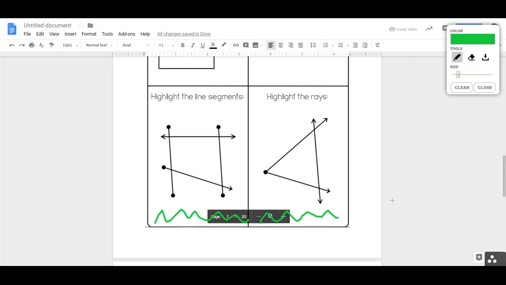Once you have your notes done, I want a picture of your completed notes in your journal. Post it on this Seesaw activity, and then you may start your workshops.